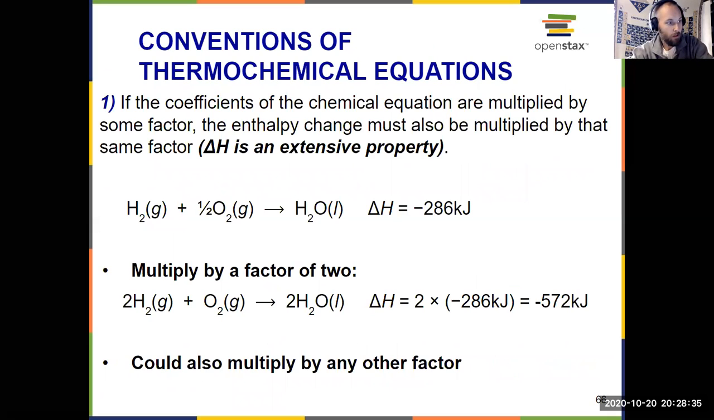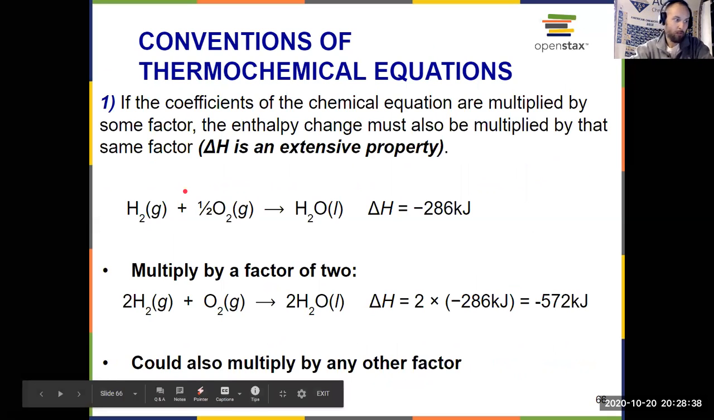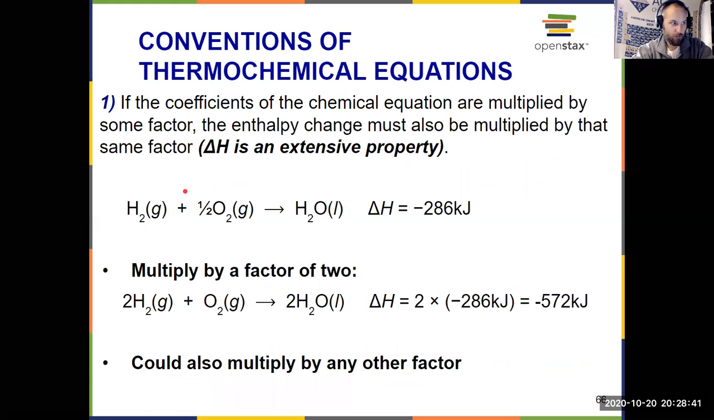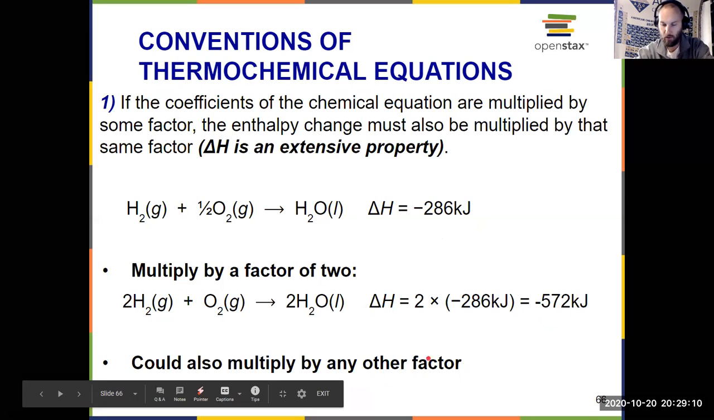If I wanted to, and I don't like that 1/2 number, I could multiply this by a factor of 2. It's still balanced, 2H2 plus O2 going to 2H2O, but now the enthalpy change is double what it was before. 2 times negative 286 is negative 572. If I change the coefficients by a certain factor, be it multiplying or dividing, I have to change the enthalpy as well, and I treat it the same. If I double the coefficients, I double the enthalpy.